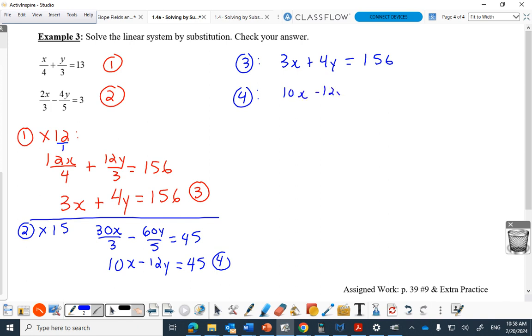We just double check that I copied them right. 3x plus 4y equals 156, 10x minus 12y equals 45. Now, are there any x's and y's that don't have a coefficient? No. So it's at least a level 2.